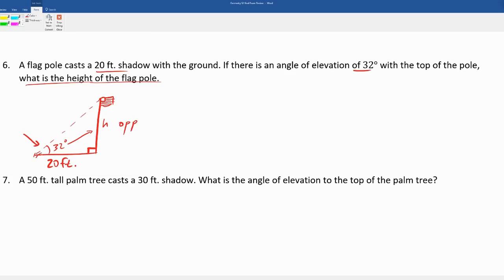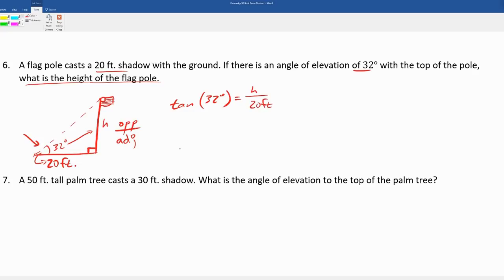Now, who is the 20 feet in reference to your angle? If you said adjacent, good for you. So if we're dealing with the opposite and the adjacent, the only trigonometric ratio that we know that has opposite over adjacent, and if you already know it's tangent, good, you're on the right path. So tangent of what? Well, they gave us a reference angle of 32 degrees, right? And again, that equals the opposite, which was h, which we're solving for, divided by our adjacent, which is the 20 feet.